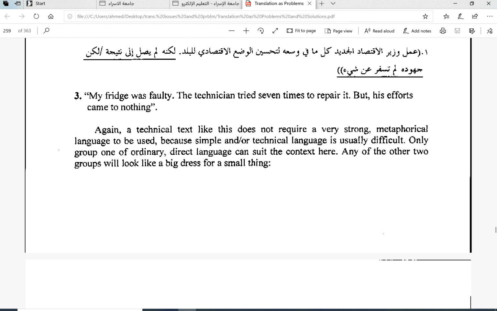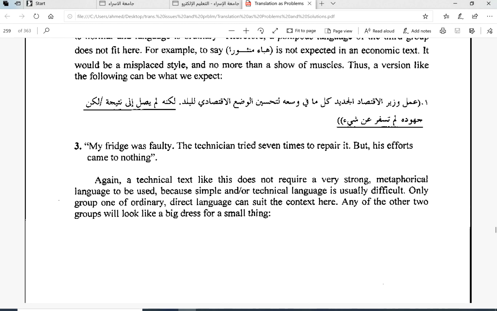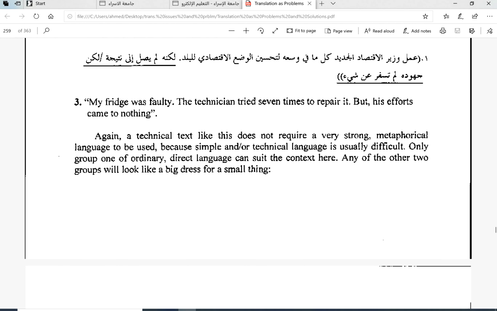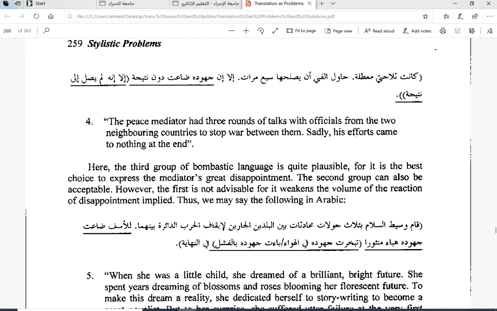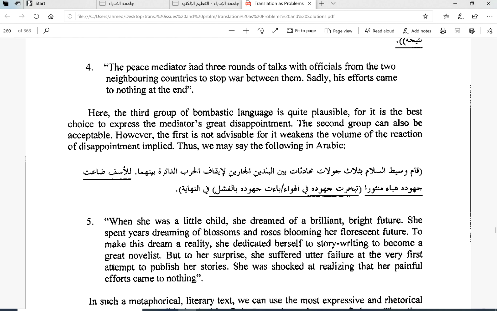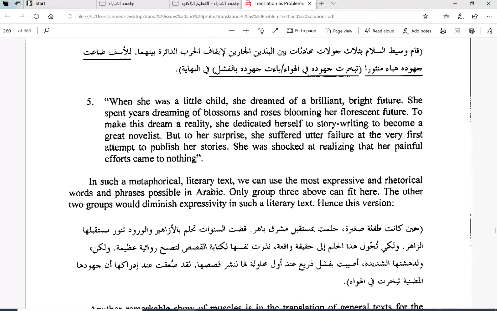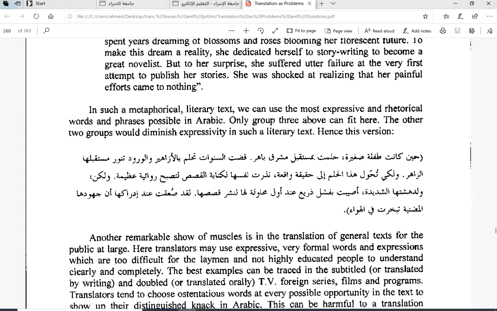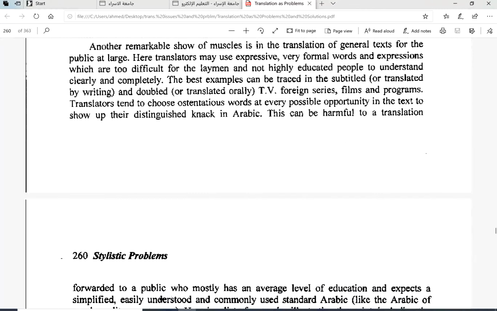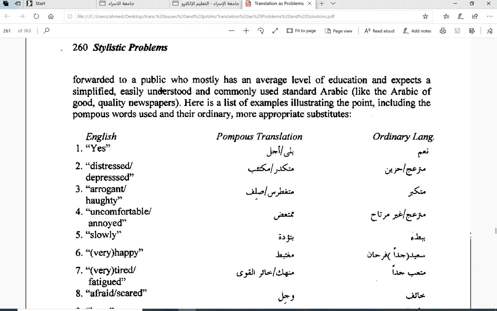Same thing for 3. My fridge was faulty. The technician tried 7 times to repair it, but his efforts came to nothing. Same thing as before. جهوده لم تسفر عن شيء ولم يصل إلى نتيجة. Same thing for 4. His efforts came to nothing at the end. ضاعت جهوده هباء منثورا أو تبخرت جهوده أو باءت جهوده بالفشل في النهاية. Same thing for number 5, which we're just going to read on your own.